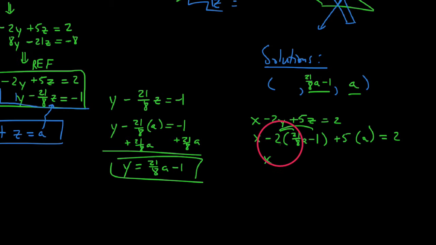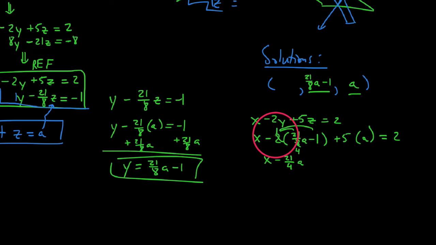So we're going to distribute. If I took this -2 and multiplied by 21/8, I know that my 2 and my 8 would reduce. This would become a 4. This would become a -1. But I would get -1 times 21 over 4. In other words, -21/4 a.